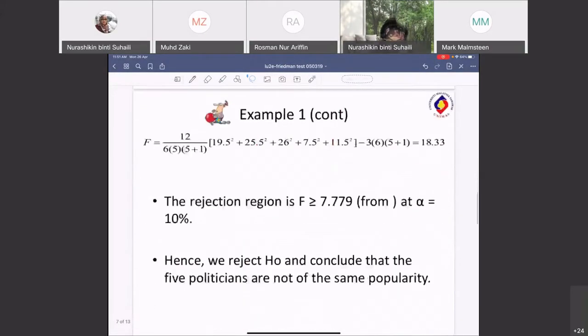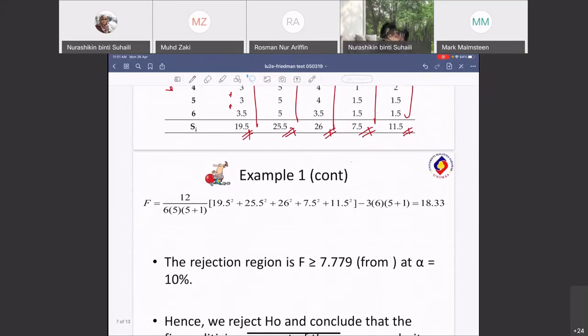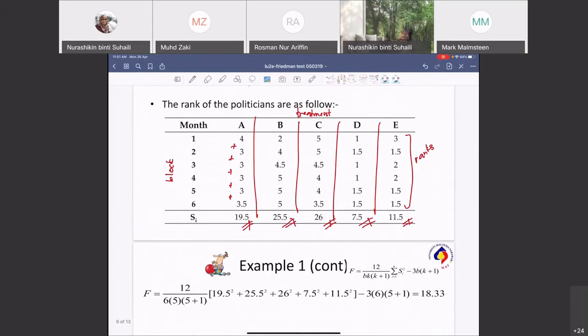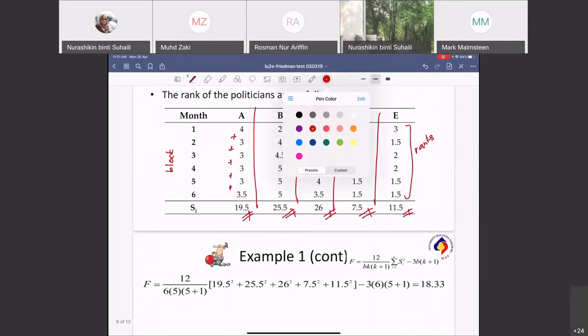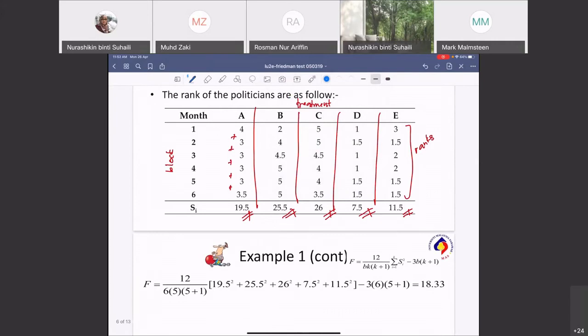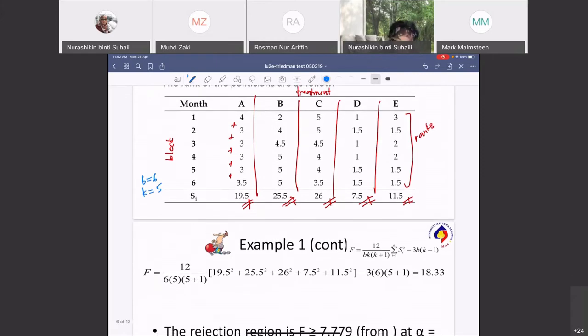So step 4 is to calculate the F value based on this formula. Okay, now B is what? What is the value of B? B is 6. Yes, B is 6. K, the number of treatments? 5, yeah. So those are the values that you need to plug in here.